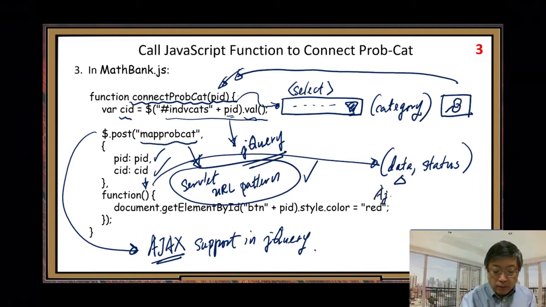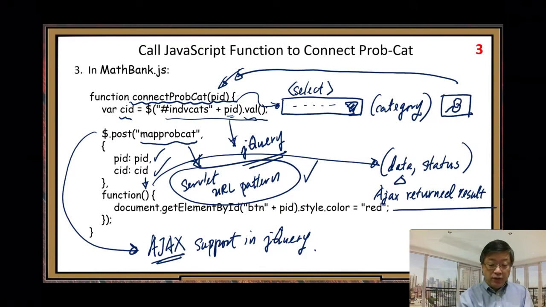Ajax returned result. If we need to use it, we need to put the data parameter in that function. But here we do not use it, so we skip it. Status, the processing status, right? Processing, sometimes you have error, sometimes successful. So different status codes tell you what happens during the processing. And we don't need it. So we skip these two parameters.